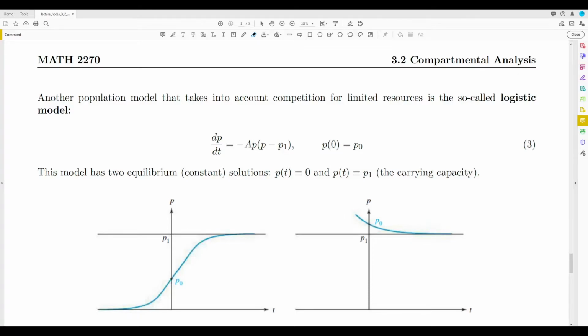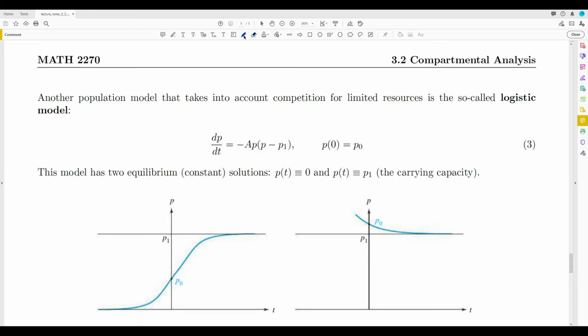Here is another population model that takes into account competition for limited resources, and this is the so-called logistic model. The logistic model is very similar to the Malthusian growth model, but it has an extra factor in here. So we still have dp/dt equals negative a times p, and so that's kind of the k times p that we saw in the other model.